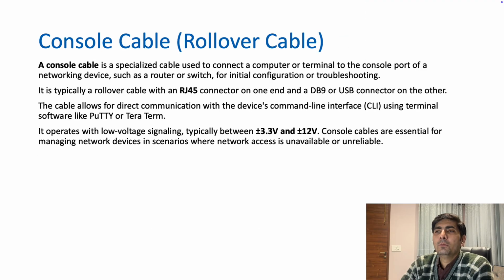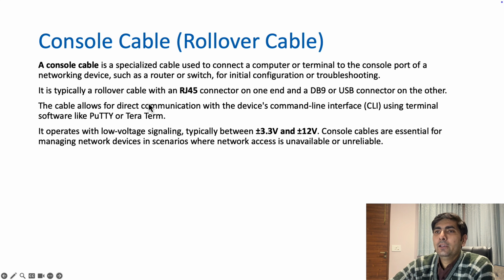Then this console cable for accessing a device directly for the first time, or if there is any outage caused due to human error or wrong config or due to whatever outage, you can use console cable to access a device. So one end will be RJ45, other will be either USB or DB9. Okay, so this is a serial connector, this one.